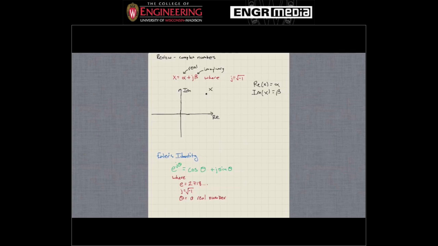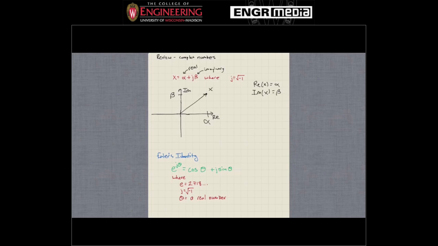All right, and in plotting that, the imaginary value here on this vertical axis, that's of course beta. And on the real axis, that's alpha. All right, so another way we could think about this number x is as a vector. Okay, so let's draw a vector starting at the origin out to x.